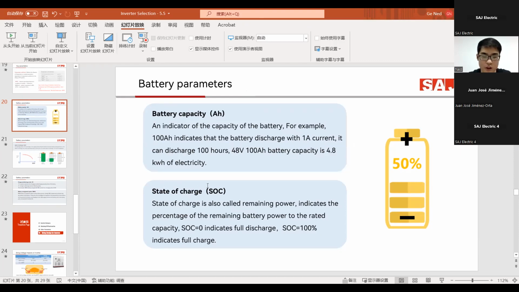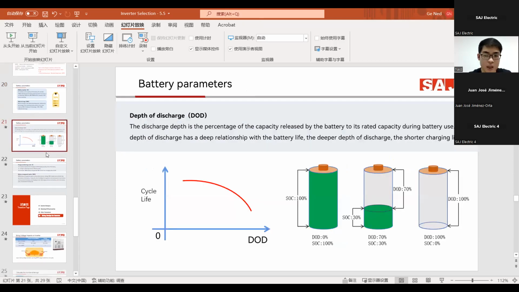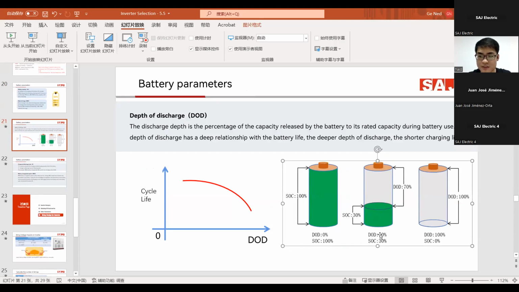The abbreviation SOC is actually the remaining power in your battery. If the SOC is 100%, that is fully charged. Then is DOD, the depth of discharge, and you can see the diagram here. The DOD is 70%, and at SOC, the remaining 70% of electricity is in your battery.